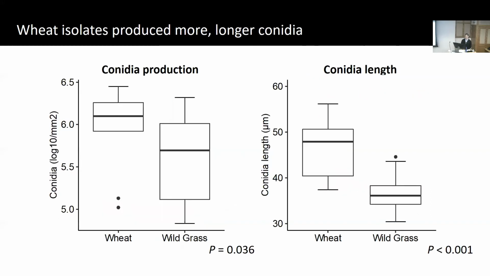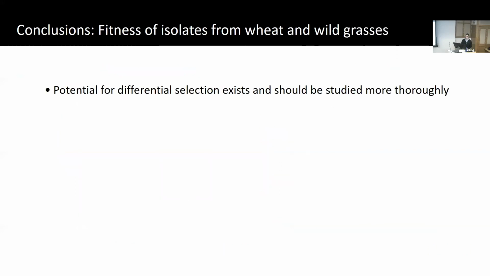Based on those rough comparisons, we formally tested for differences in mean phenotype values of interest, and we found that wheat-derived isolates produced larger conidia and more conidia than grass-derived isolates, as shown here in these 2 plots. The finding just highlights the importance of looking at phenotype distributions in addition to genotypes when studying populations, and it also suggests that wheat and grasses could be selecting for different traits relevant to agriculture.